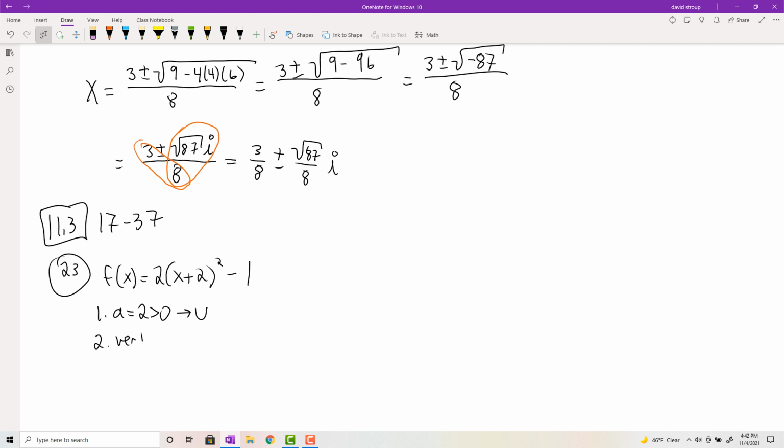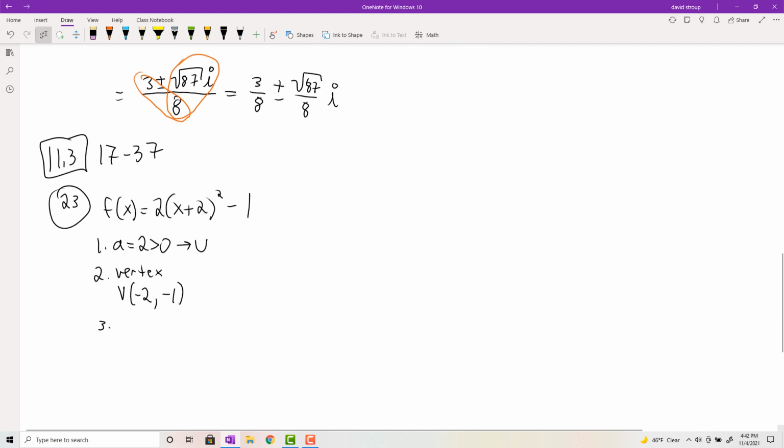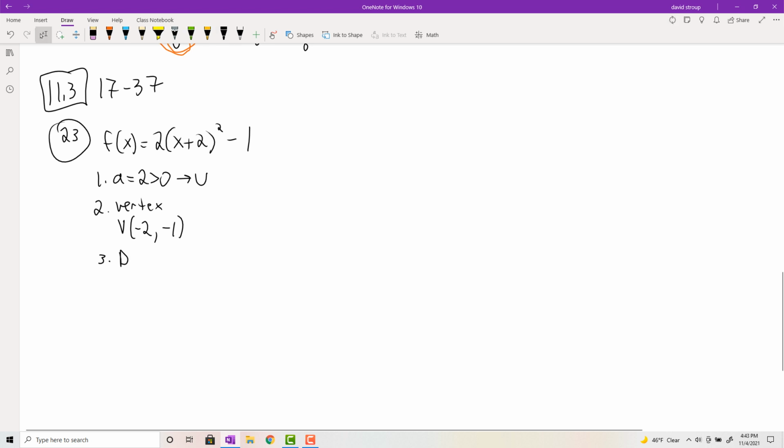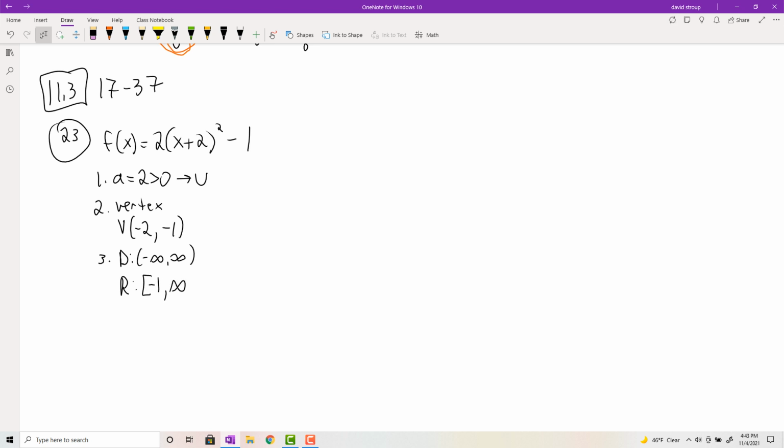Then get the vertex. And in these cases, you can just read the vertex off the formula. So negative, opposite sign, and then same sign: (-2, -1). Thirdly, I'll probably ask for the domain and range. The domain is always going to be negative infinity to infinity for parabolas. The range then is always based off of the y-coordinate of the vertex and the orientation, is it happy face or sad face. So if it's happy face, it's going to go from the y-coordinate, -1, to infinity.